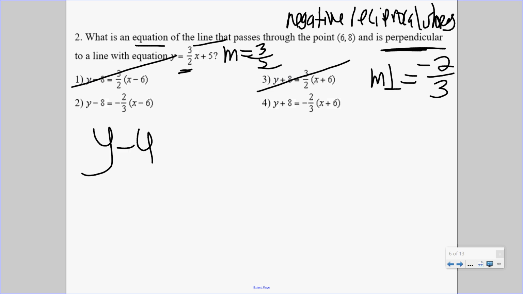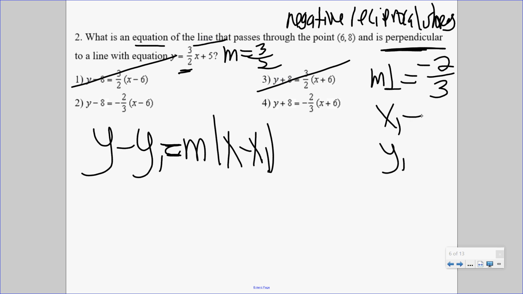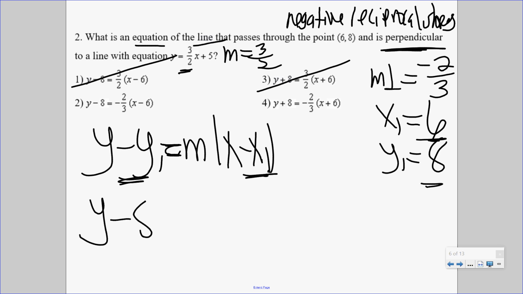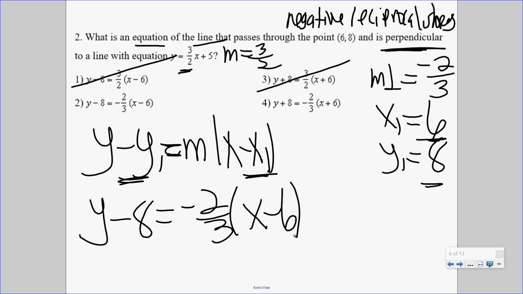Now it wants the equation of a line. y minus y1 equals m, x minus x1. x1, y1 is according to the point that it passes through, 6 and 8. Remember, this minus in a formula means change the sign. So positive 8 and positive 6 are going to become minus. y minus 8 equals negative 2/3, x minus 6. Make sure you get the correct signs. Choice 2 is your answer.